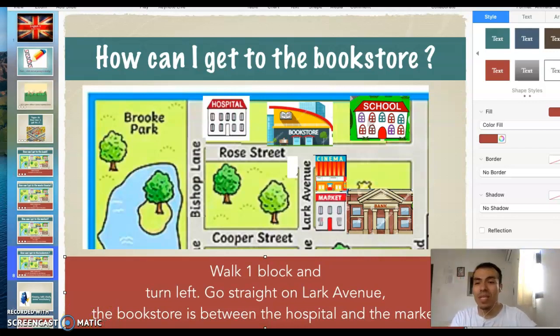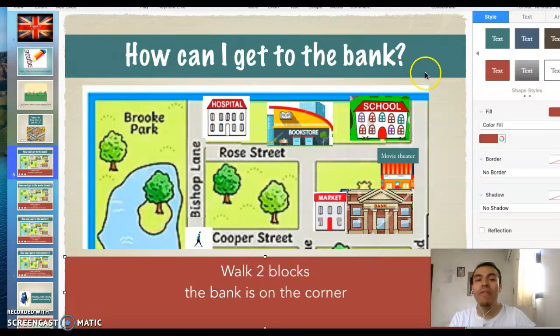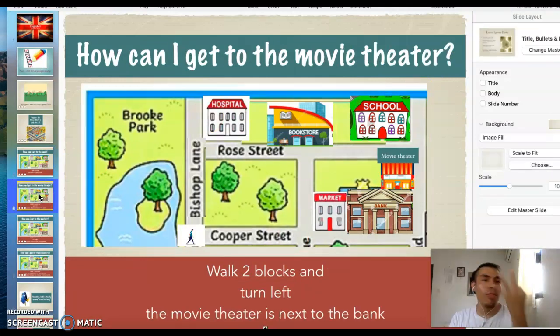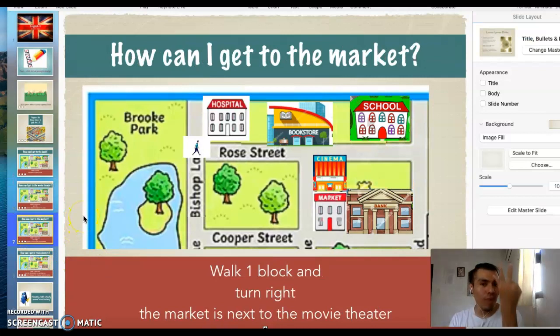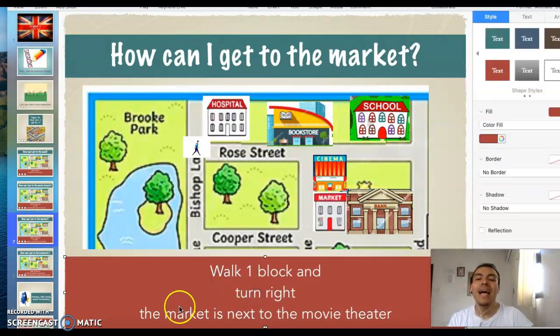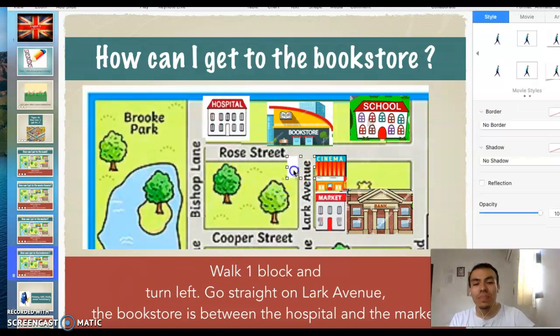We have 4 expressions. In the slide number 1, we have only 2. Walk and the position of the bank. In the slide number 2, we have 3. Walk, turn left, and the position of the movie theater. In the slide number 3 is also 3 expressions. Walk, turn right, and the position of the market. But in the number 4, we have 4 expressions. The expression of walk one block and turn left. Number 3, go straight on, and finally the location of the place.